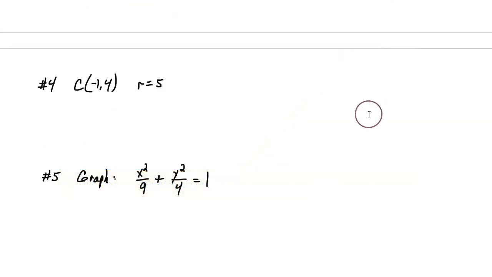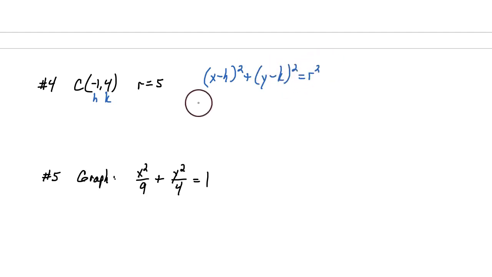Number 4, this time we're given the center and radius and we're asked for the equation of a circle. This is the value of h and this is k. So the general form is x minus h squared plus y minus k squared equals radius squared. Make the substitutions. X minus negative 1 makes x plus 1. Then y minus 4, and then 25.